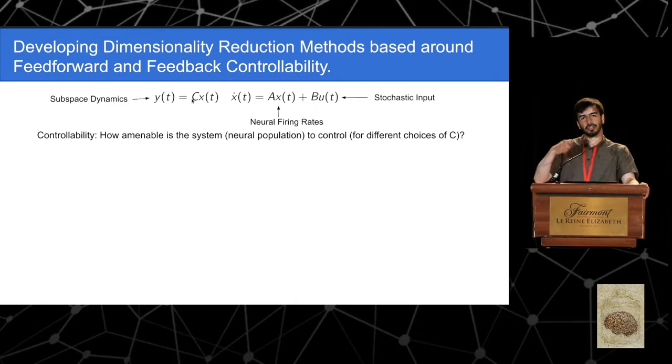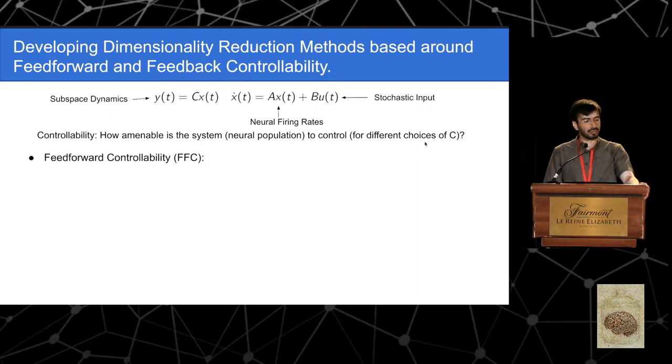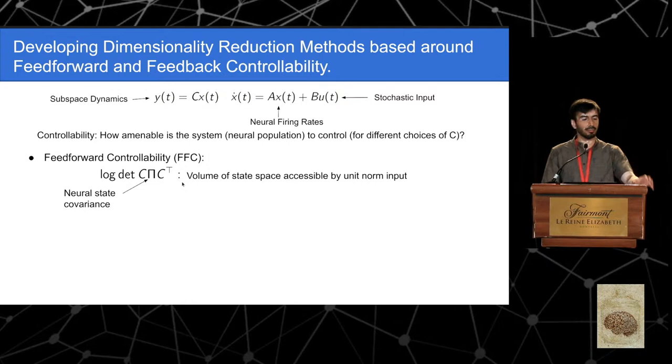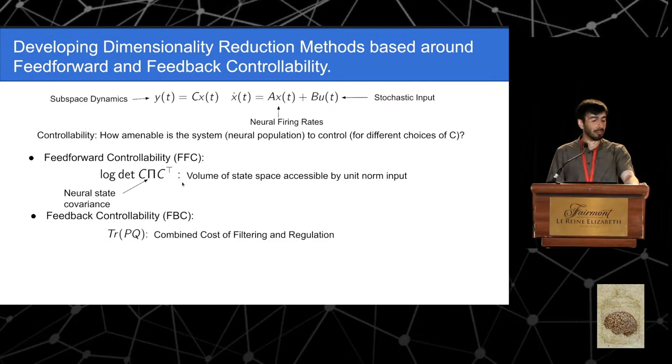So again, our interest is controllability. So how amenable is the system or the neural population to control now for different choices of this C matrix? The way we measure this feedforward controllability is going to be the log determinant of C Pi C transpose. So this is a projection of the neural state covariance, and the control theoretic interpretation of what this quantity is measuring is the volume of state space that's accessible by some normalized unit norm input. And feedback controllability, we're going to measure by using the trace of P times Q, which is going to basically measure the combined cost of filtering and regulation.